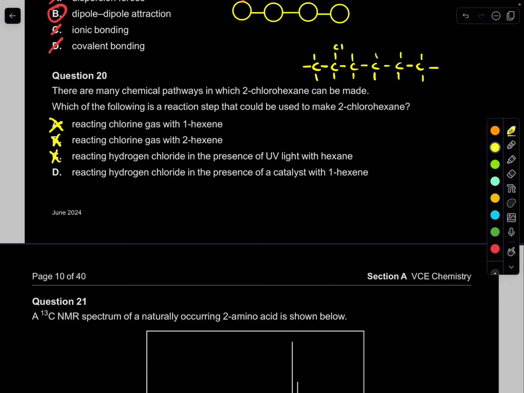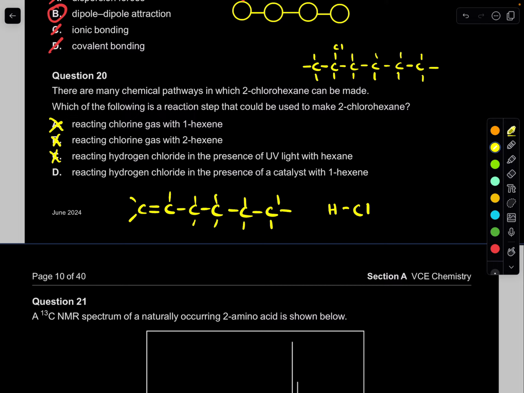Reacting hydrogen chloride in the presence of a catalyst with 1-hexene. So this basically is carbons 3, 4, 5, 6. Okay, and so you're reacting with hydrogen chloride. So hydrogen chloride looks like that. Now, when you're reacting with hydrogen chloride, it's going to go through an addition reaction.